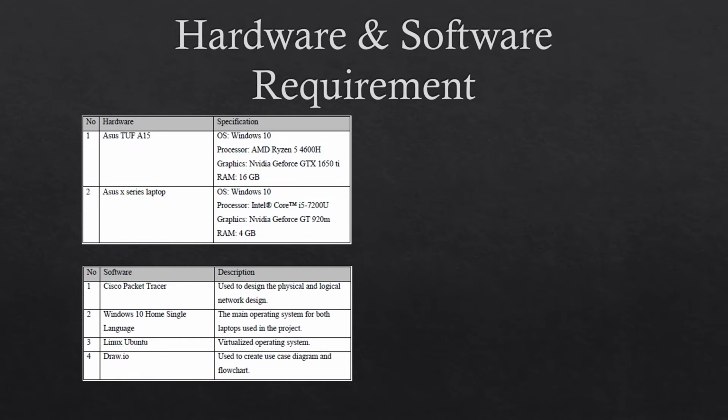Next is the software that is being used. Cisco Packet Tracer is used to design the physical and logical network. Windows 10 is the operating system for both laptops, while Linux Ubuntu is the operating system that will be used on the virtual machines, and Draw.io to create use case diagrams and flowcharts.